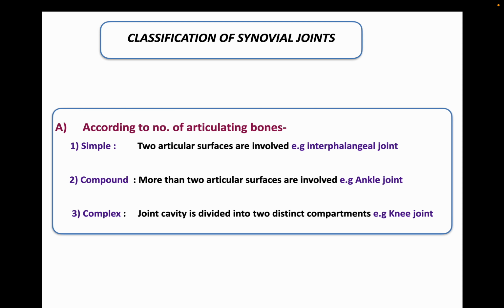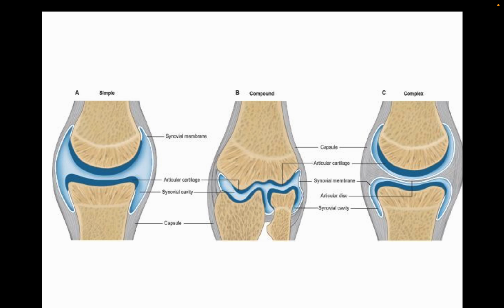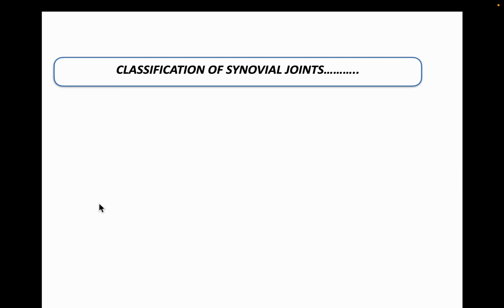If the joint cavity is divided into two distinct compartments, as seen in the knee joint, we call it a complex joint. So now you can see here, the articular disc is dividing the joint cavity into two parts, upper and lower compartment. If more than two bones are taking part, that is compound, this is complex, and this is a simple synovial joint.